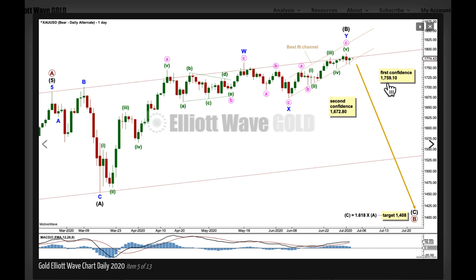If these price points are breached when we have confidence, then I will have confidence in this target for intermediate C to reach 1.618 the length of intermediate A, at 1408. Until this channel is breached and at least the first confidence point is passed, this will remain an alternate. We should always assume the trend remains the same until proven otherwise. The main wave count still expects an upward trend that gold's been in for many months now.